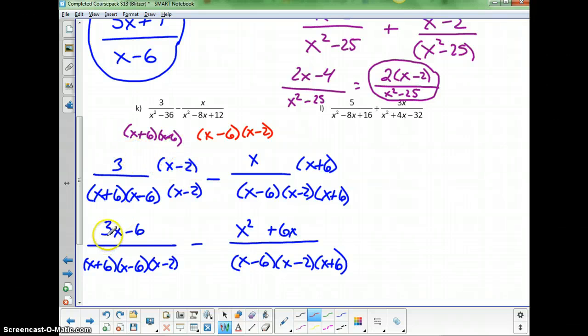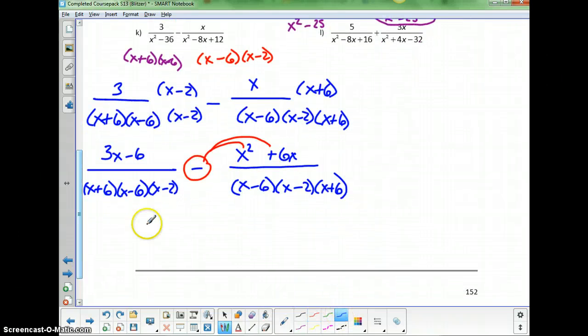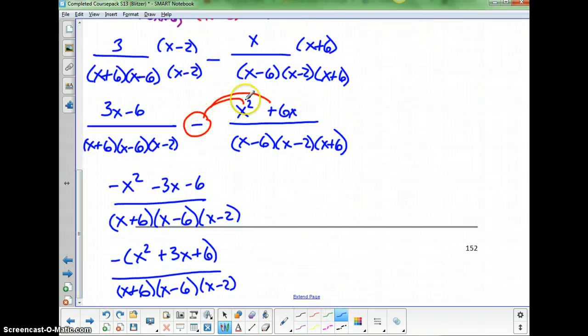So if we distribute, we get 3x minus 6 on the top of the first one and x squared plus 6x on the top of the second one. Now we need to distribute the negative and combine like terms. So we get a negative x squared and a negative 6x, which gives us a negative x squared minus 3x once I add that on, and a minus 6. I can factor a negative out of the top, giving me a negative x squared plus 3x plus 6 over the x plus 6, x minus 6, x minus 2. And then this can't be factored any further. The factors of 6 need to add up. They'd add up to 7 or 5, so I can't get that 3, so we're done.